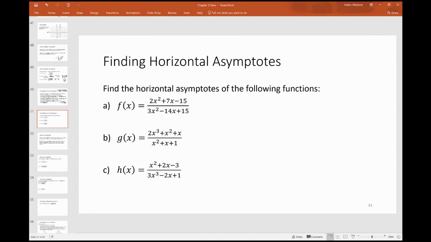All right, so here we have some rational functions. Let's find the horizontal asymptotes. So we need to investigate the degree of the numerator and the degree of the denominator. In f of x, the degree of the numerator is 2. The degree of the denominator is also 2, right? So n equals m here. The degrees are the same. We now then need to make a ratio of the leading coefficients, 2/3. So our horizontal asymptote is going to occur at y equals 2/3.